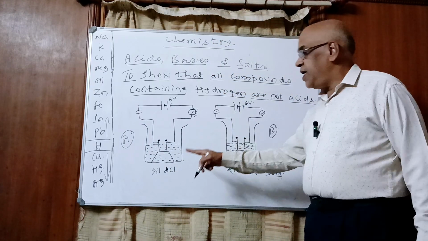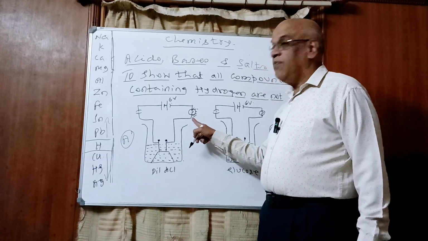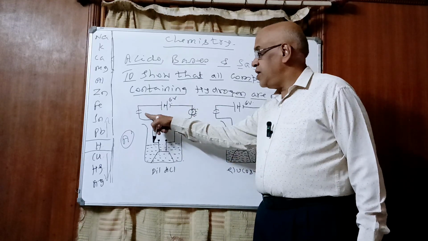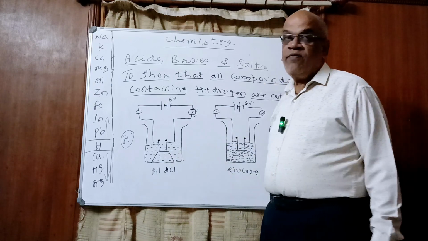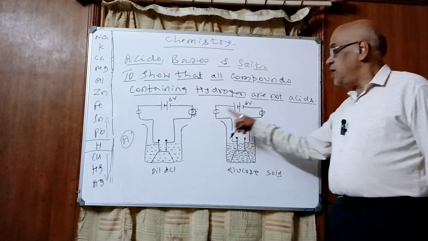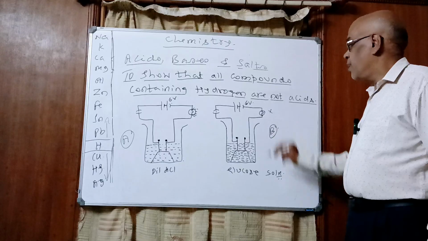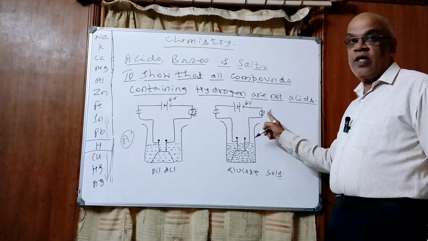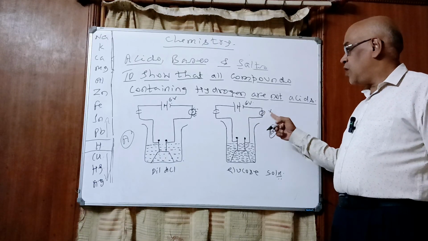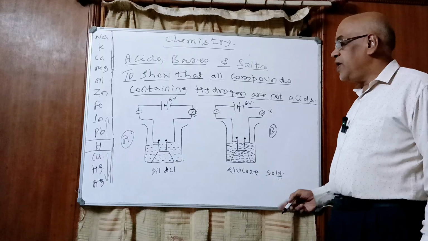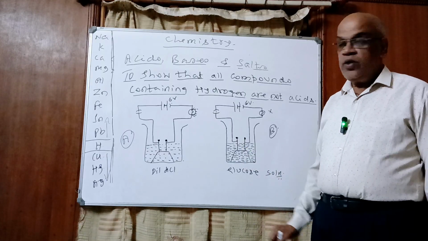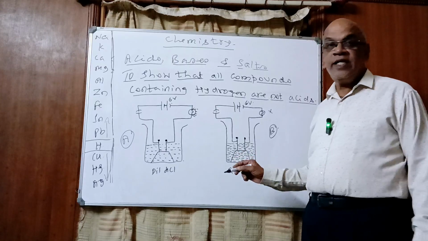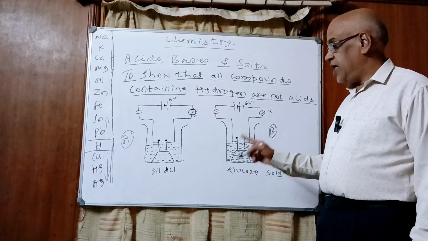In beaker A, when the current passes, the bulb glows. Key is on, current flows, bulb glows, which indicates that current is flowing. Here, children, key is on, bulb does not glow. Though the key is on, the bulb does not glow. Why? If the bulb is not glowing, it means current is not passing. Why is current not passing? There are no hydrogen ions. Who is responsible for conducting electricity? Ions, that is hydrogen ions.